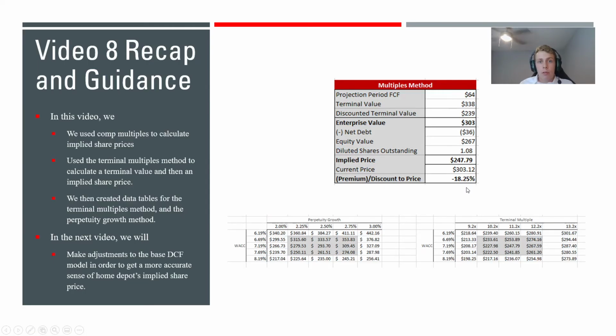In this video, we use comp multiples to calculate implied share prices. Then, we use the terminal multiples method to calculate an implied share price for our company. Finally, we created data tables to analyze the underlying assumptions behind both the perpetuity growth method and the terminal multiples method of calculating implied share prices. In the next video, we're going to be making changes to the underlying assumptions of our model in order to get a better sense of what an accurate implied share price might be for our company.